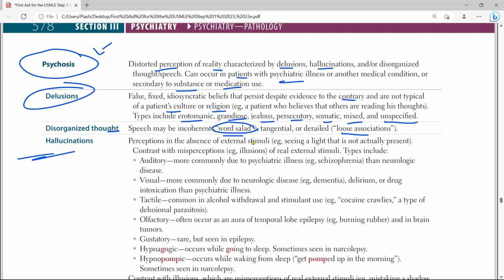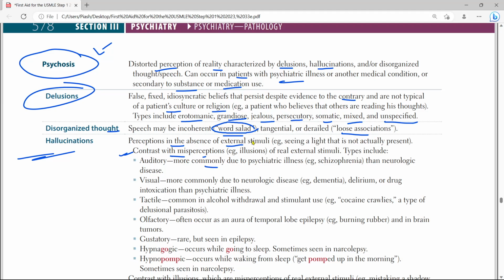Hallucination is perception in the absence of external stimuli, like seeing a light that is not actually present. Hallucination means perception where there is no external stimulus, but you are seeing something. That is hallucination. Contrast with misperception, illusions of real external stimuli.